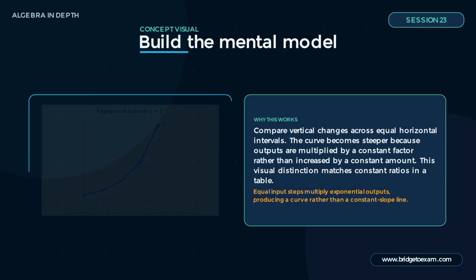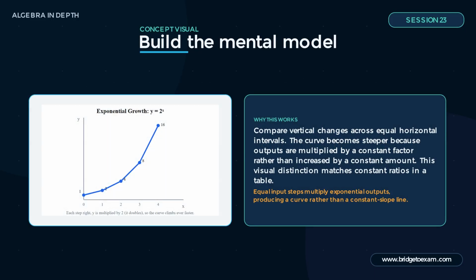The visual gives us the central idea. Compare vertical changes across equal horizontal intervals. The curve becomes steeper because outputs are multiplied by a constant factor rather than increased by a constant amount. This visual distinction matches constant ratios in a table.